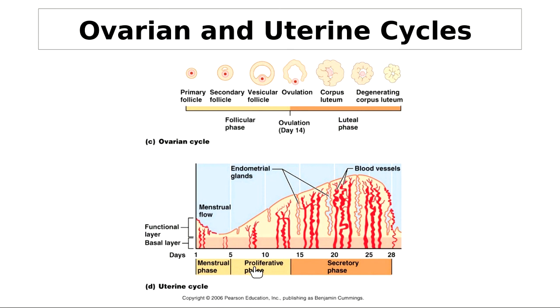Proliferative. Second word is phase, due to the growth of the stratum functionalis. This lining is being built up. See, here's the basal down here, the darker pink. The lighter pink is the functionalis being built up.